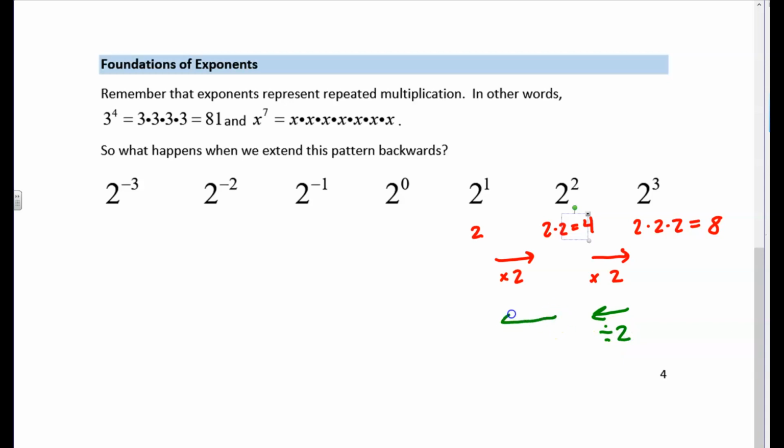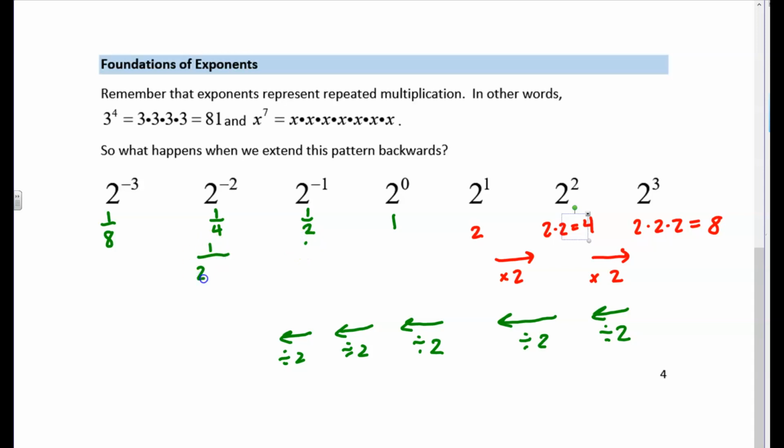And from 4 to 2, I again divided by 2. So if I'm thinking about what happens as I go along here and I divide by 2 again, 2 divided by 2 gets me 1. And then when I divide by 2 again, I get 1/2. And we divide by 2 again, we get 1/4. And then again, 1/8.